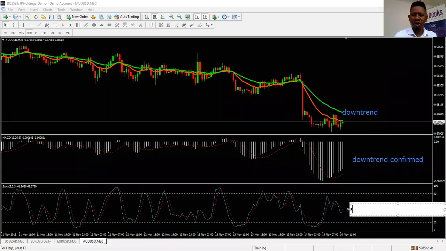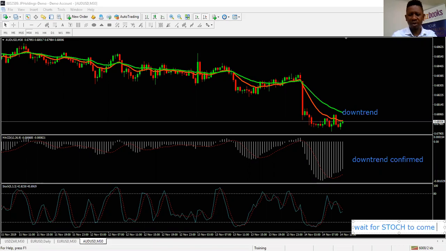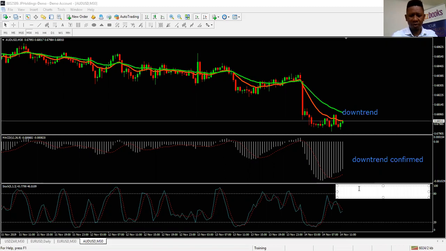Okay, so we are going to be checking the stochastics now before the entry. The entry is going to be, we're going to be putting there and say, wait for stochastics to come here. No, sorry, it's not here. It must be somewhere there. All right, there you go. That's exactly. So wait for stochastics to come here.